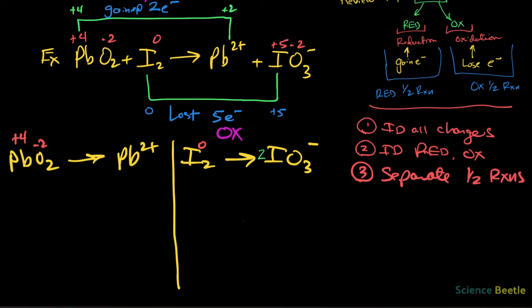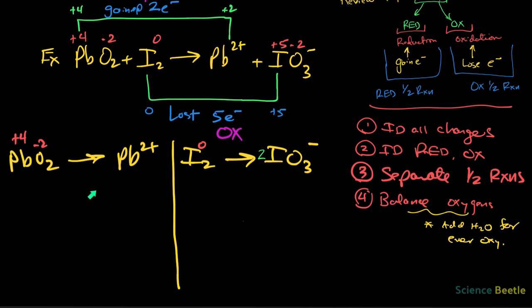Now the next step for us is to balance out the oxygens. We have to deal with those oxygens. So here, I'm just going to write balance the oxygens. Remember what we said: when we're balancing with the oxygens, what this really means is that you're going to add H2O for every oxygen that's in the formula. So let's do that on the left-hand side. Notice we've got 2 oxygens, so we need to add 2 waters to the opposite side of the reaction to balance that out. Let's do that now.